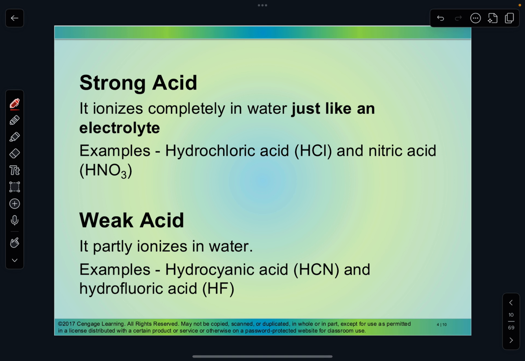A strong acid is going to be something that ionizes completely in water. So just like NaCl completely ionizes to make Na plus Cl minus, HCl completely ionizes in water to make H plus Cl minus. So a strong acid completely dissociates in water, completely ionizes. Hydrochloric acid, HNO3. Most of the acids that we have covered so far are going to be strong acids, but there are some weak acids. Weak acids only partially ionize in water.